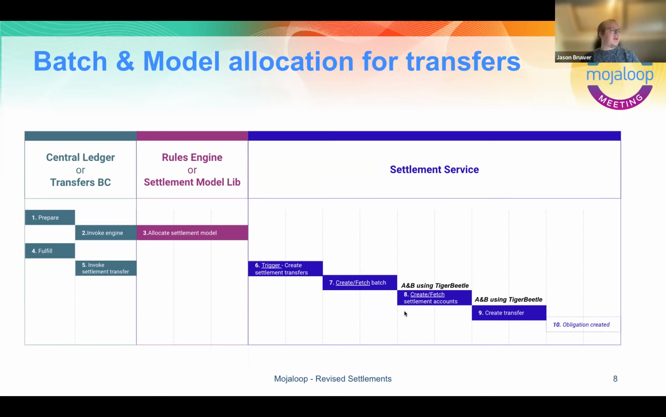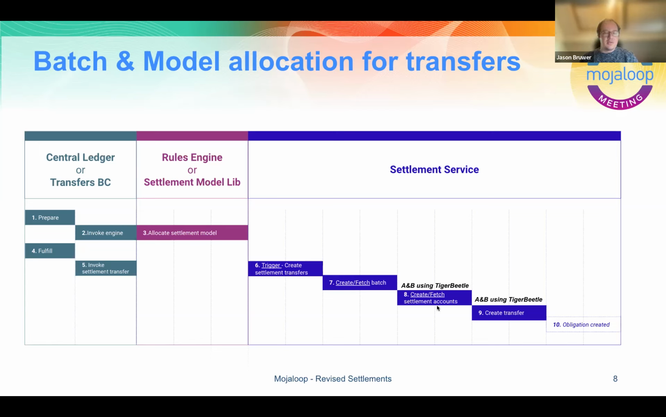Okay, so once we have a batch for the transfer, we've got a model, we've got a batch, and now we need to create or fetch an account, payee and payer accounts for this transfer. Now that the batch is determined, the participant accounts that would exist per Mojaloop participant and per settlement batch will be created or fetched.